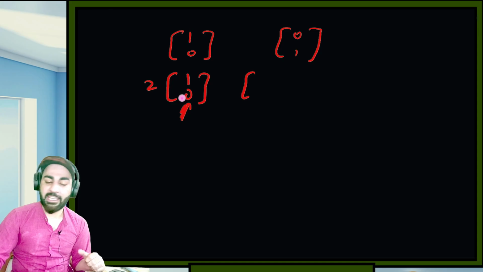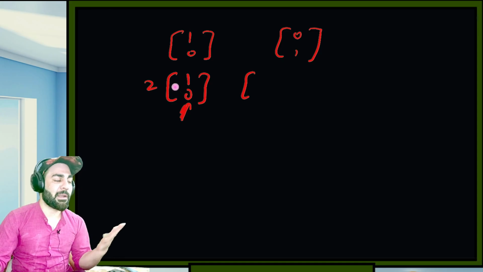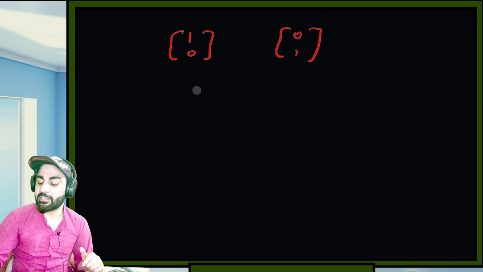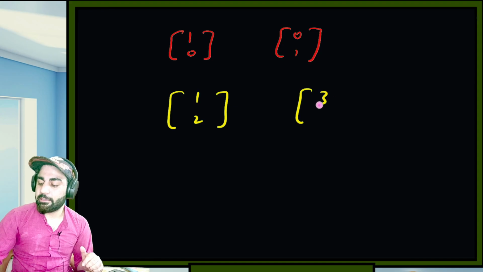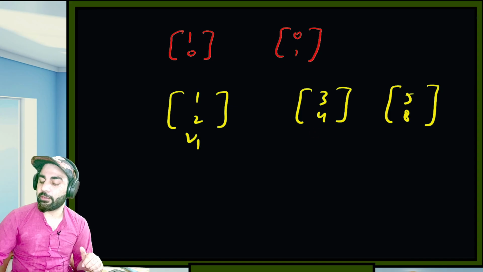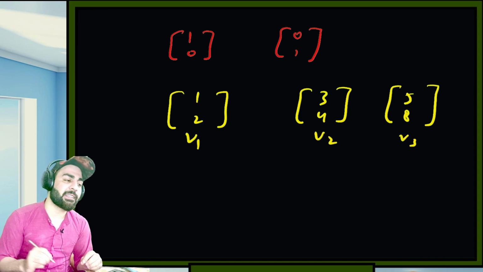If I scalar multiplied, it's not possible, because you are multiplying with 0. Okay, let's suppose I have vector (1, 2), vector (3, 4), and another vector, let's say (5, 8), something like this. So this is my v1, this is v2, and this is v3. Now these vectors are linearly dependent.